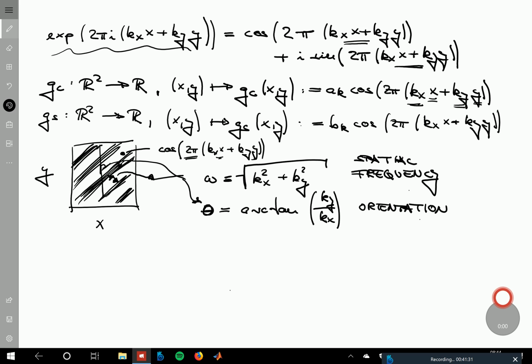So the most important thing about this whole thing is that the kx and the ky refer to the spatial frequency of these basis functions and the orientation. Let me show you a picture that is nicer than what I've just shown you.